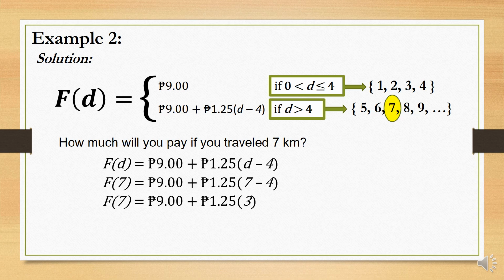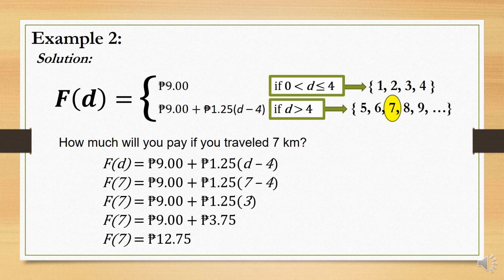Then we have 9 pesos plus 1.25 pesos times 3. Then we will get 9 pesos plus 3.75 pesos. And if we're going to add this, we have 12 pesos and 75 centavos. So if you traveled 7 kilometers, you will pay 12 pesos and 75 centavos.